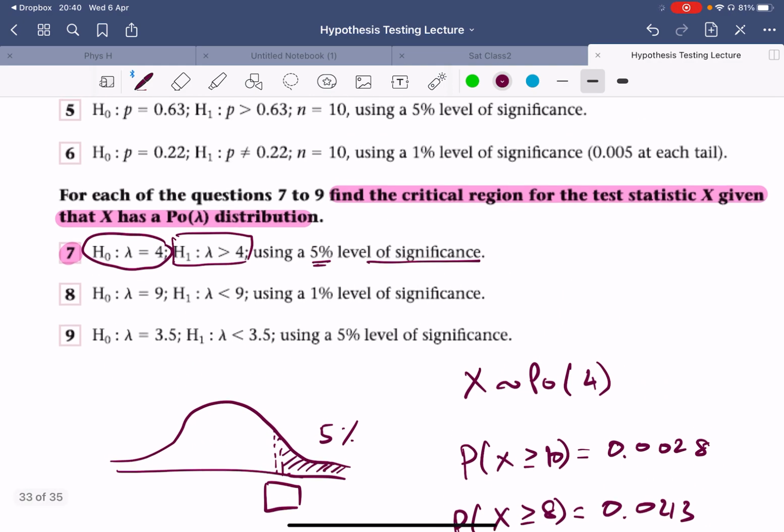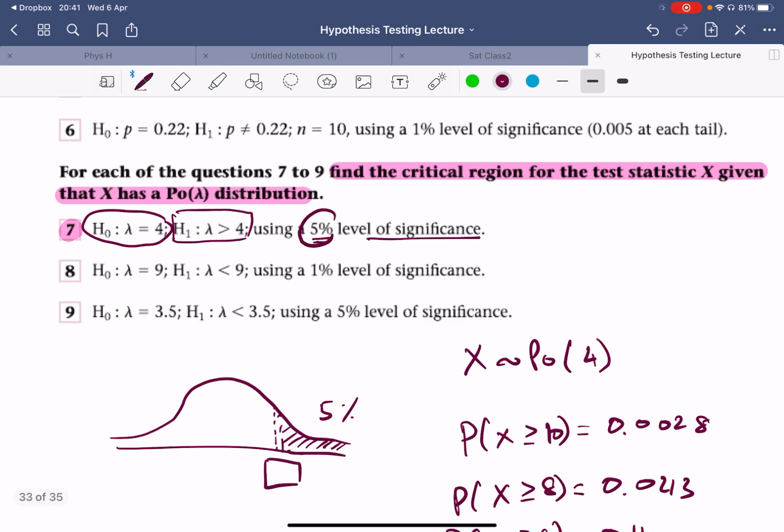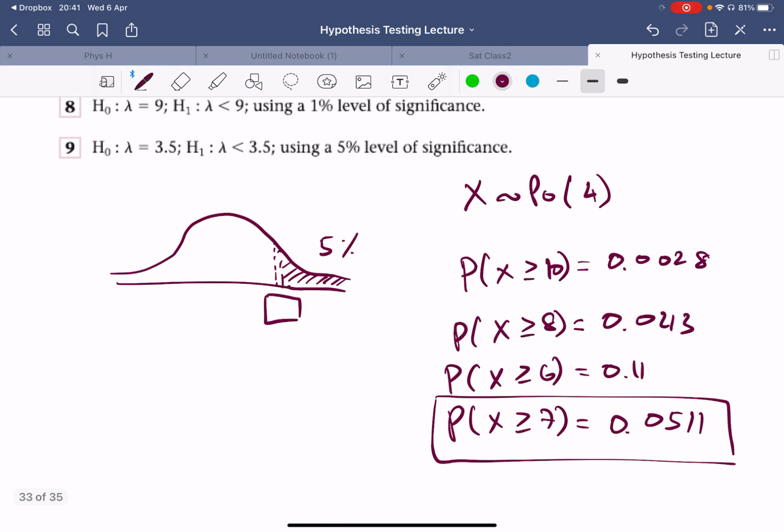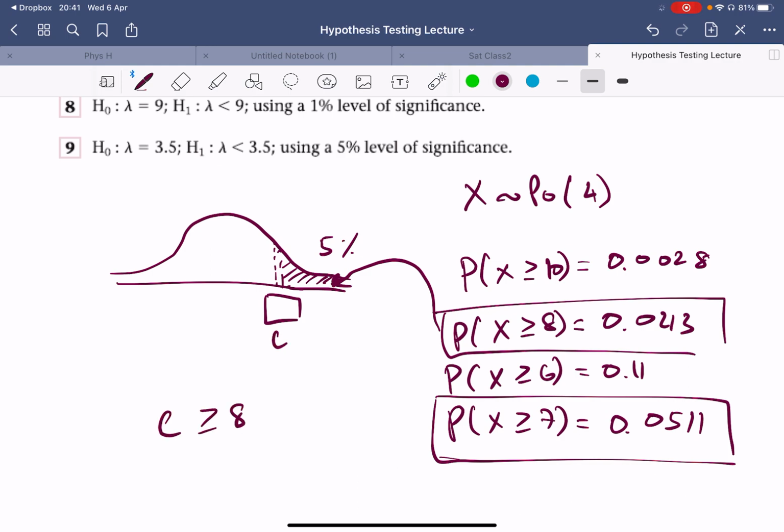The question says find the critical region. It didn't say close to, but we want the probability to be less than 5%. So instead of using 7, I will go with 8, because this lies in the region that I'm looking for. So my C here should be greater than or equal to 8. This is my answer. I want this to be my C.